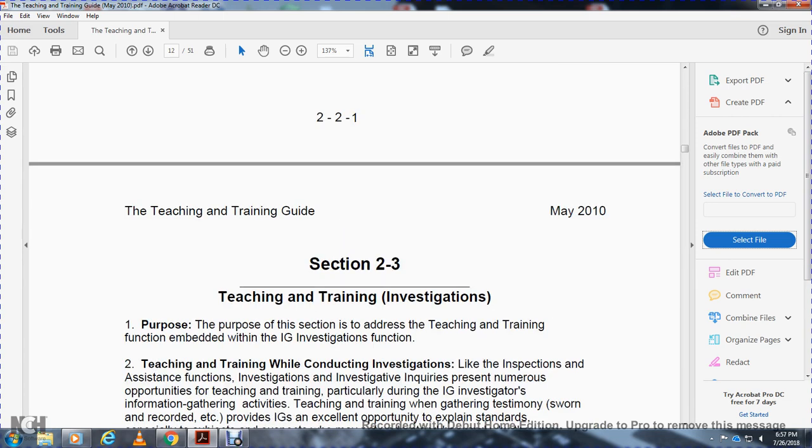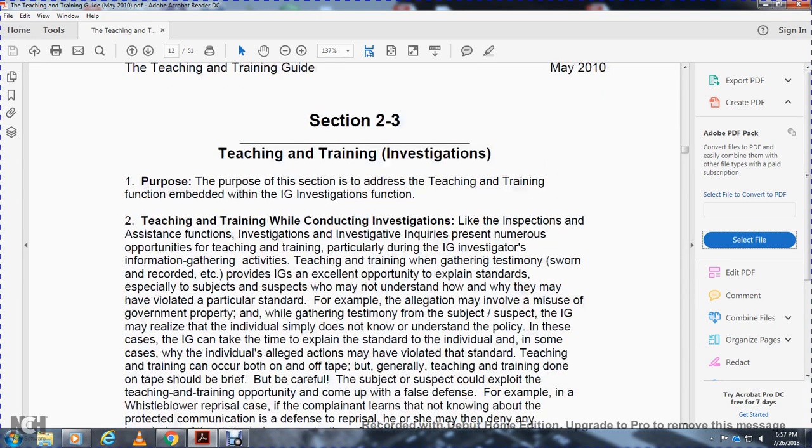Section 2.3, Teaching and Training in Investigation. The purpose of this section is to address the teaching and training function embedded within the Inspector General investigation function. Like inspections, investigations and investigative inquiries present numerous opportunities for teaching and training, particularly during Inspector General investigative information gathering activity. Gathering testimony, sworn or otherwise on the record, provides the Inspector General an excellent opportunity to explain the standard, especially to the subject or suspect who may not understand how and why they may have violated it.